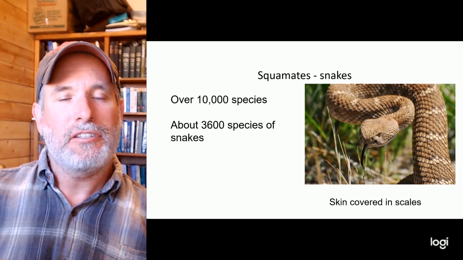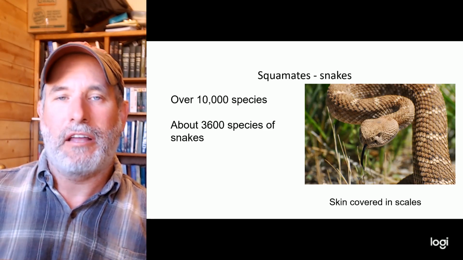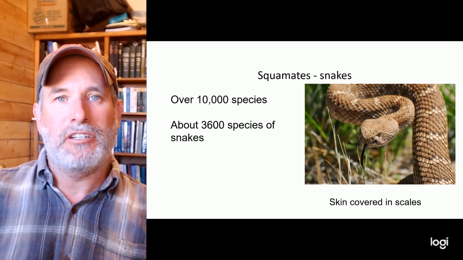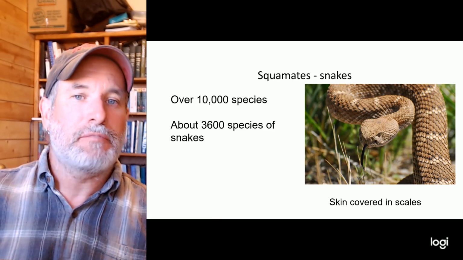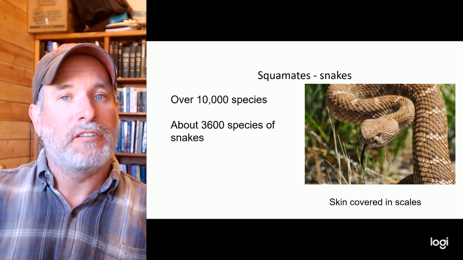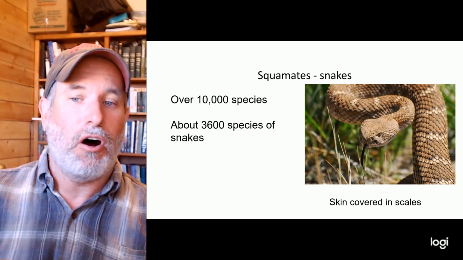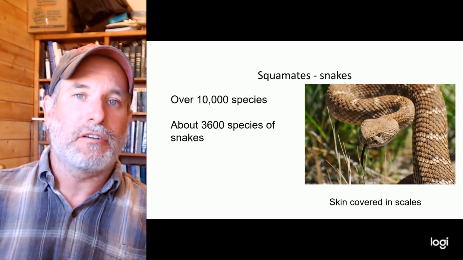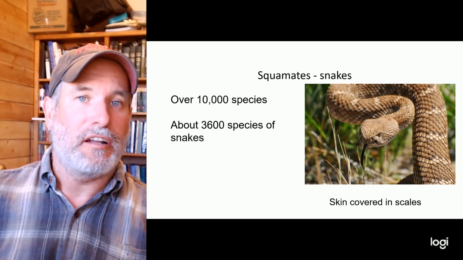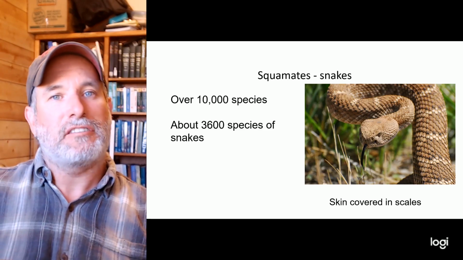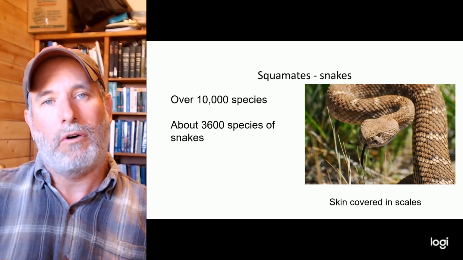Now, of course, lizards and snakes form the squamates, and there are about 10,000 species of squamates worldwide. And of those, about 3,600 species are snakes, although we continually find new species of snakes all the time. Snakes and lizards are both covered in scales that are keratinized, part of the skin that they will shed. And snakes typically shed their skin all at once.